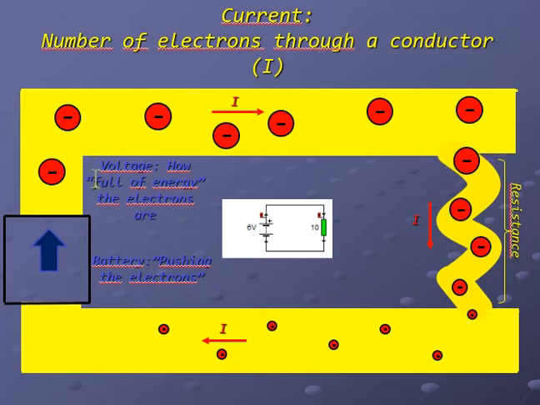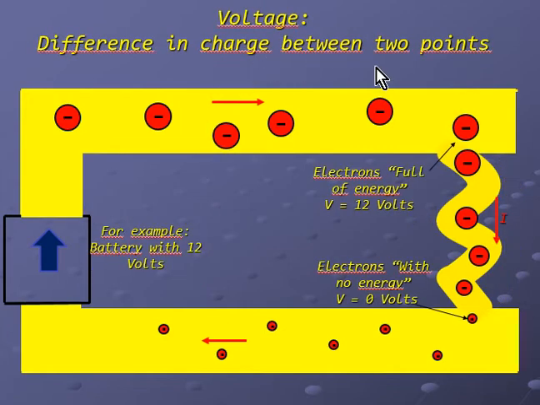While the voltage is how full of energy the electrons are at the beginning. So at the end they have no energy. So the voltage here, imagine that for example we have 12 volts, it means that the electrons before getting to the resistance are full of energy. They have 12 volts, but as long as they are going through the resistance they get exhausted and they have no energy at the end, so they have 0 volts. Okay, can you see the difference?